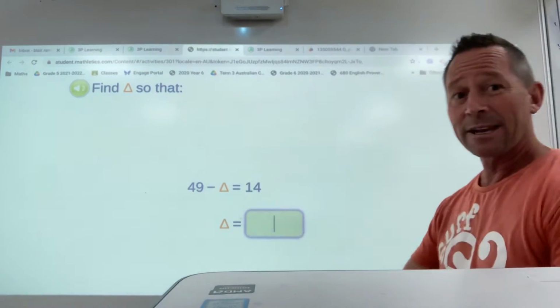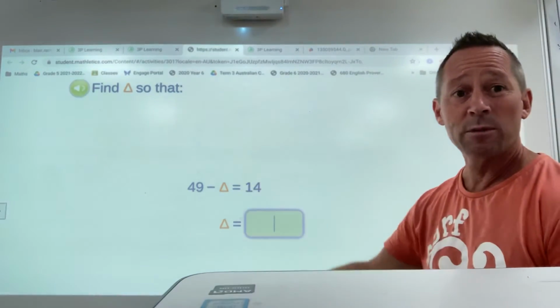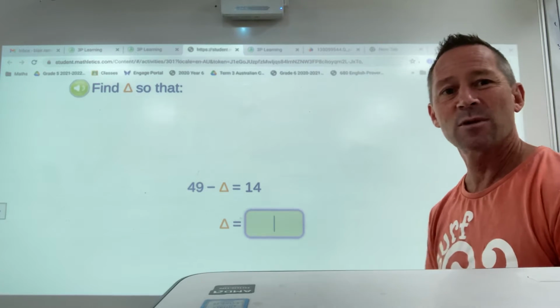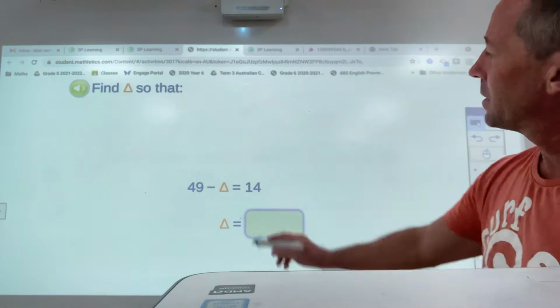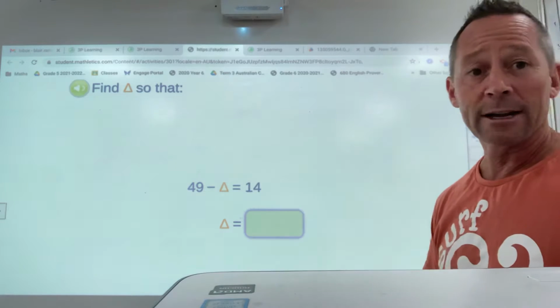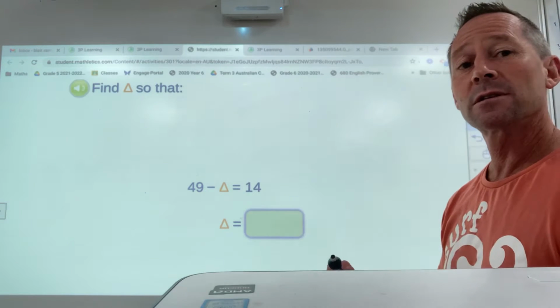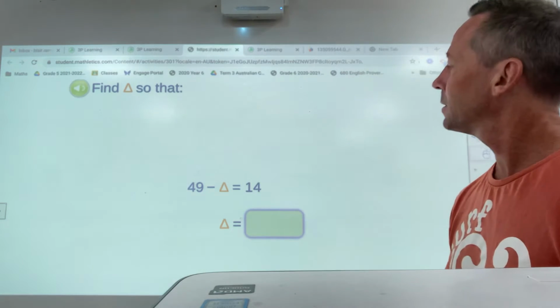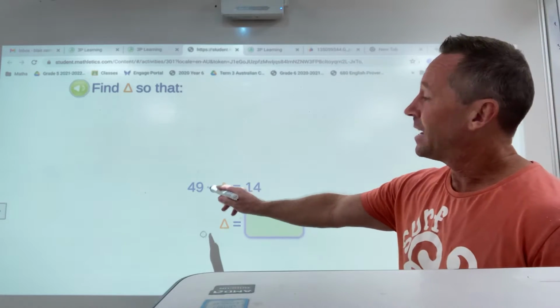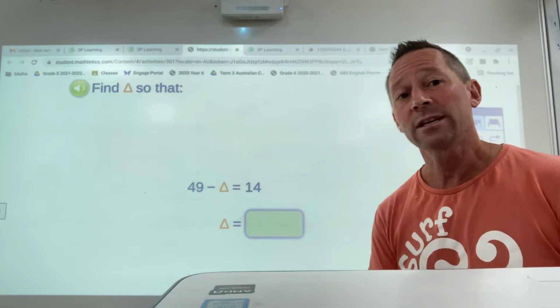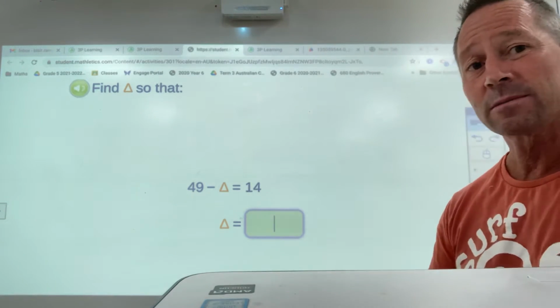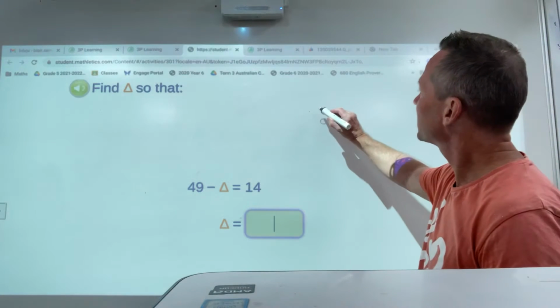Sometimes you might be given a symbol that represents a number. It's known as algebra. In this case, we're trying to find out what the triangle is. So you have to use the clues around you. You're like a detective. And it's actually no different to when you would have been in grade 1 or grade 2, if you had done this.